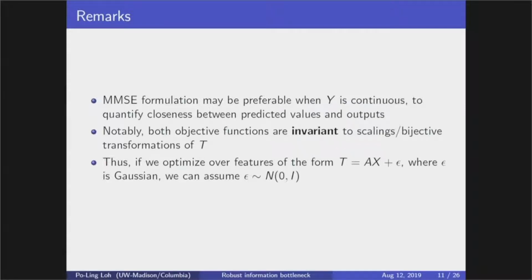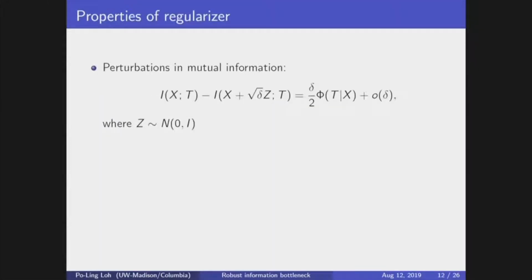And then what we can do is we can rescale t so that the error term has identity covariance and just optimize over A. So this becomes a linear algebra problem. You can rescale your t and make your residuals just identity covariance. OK. A couple other things about this regularizer.